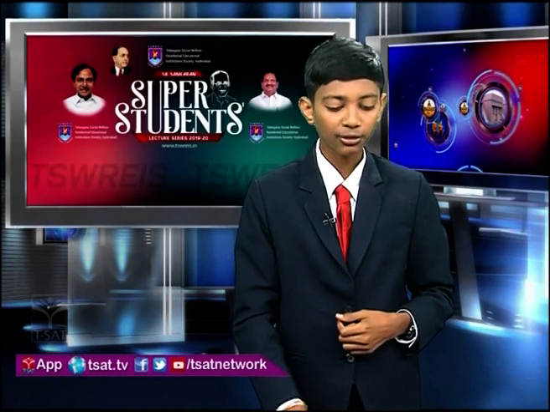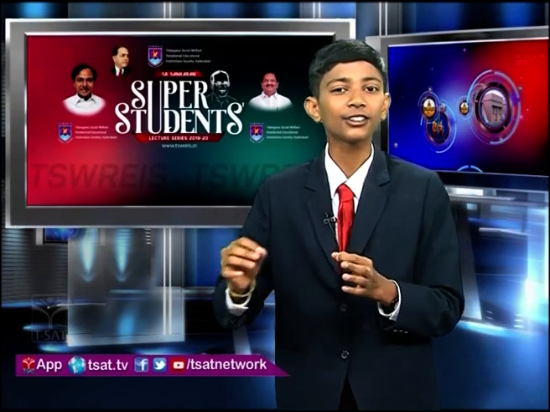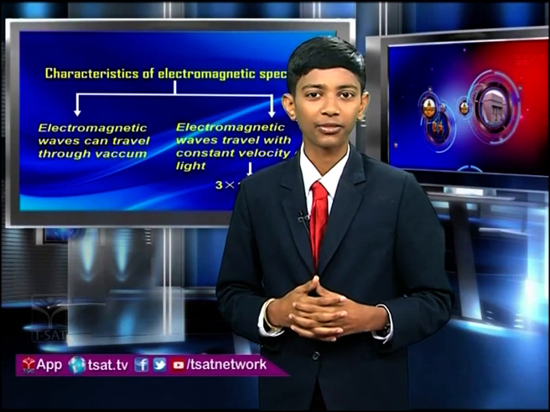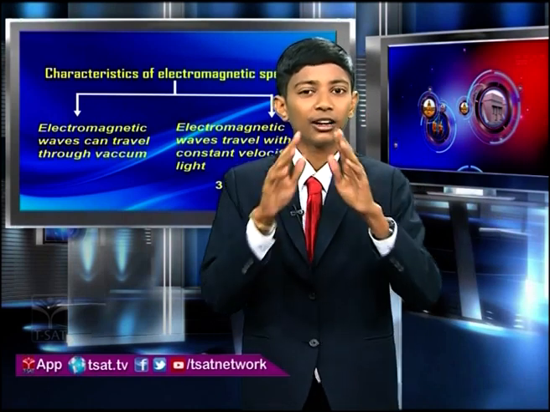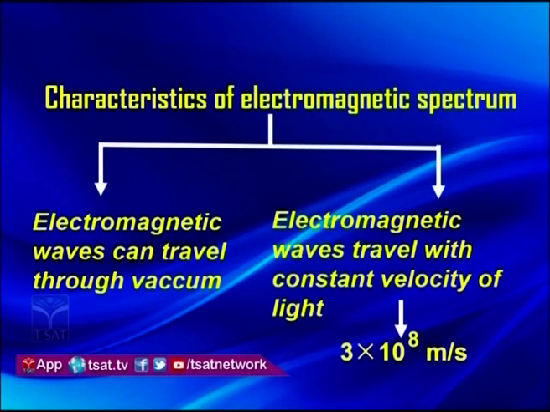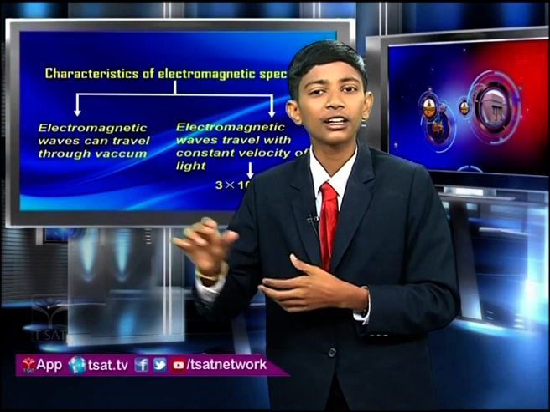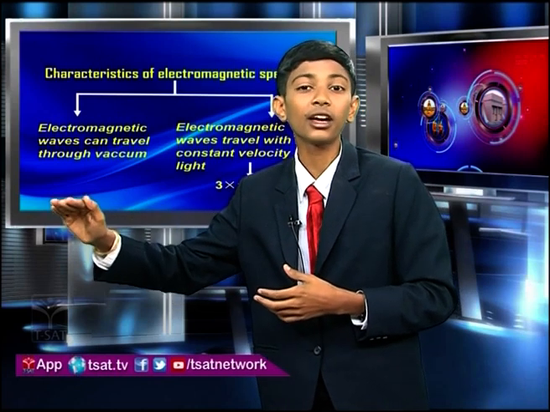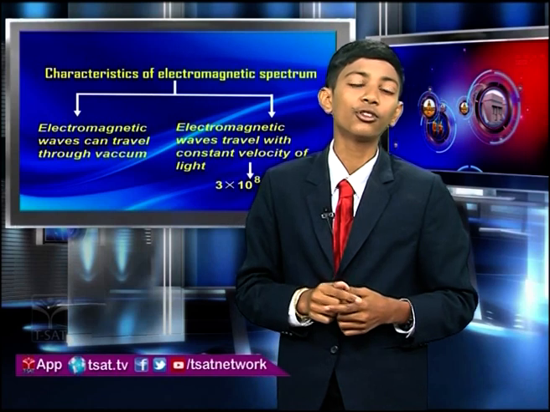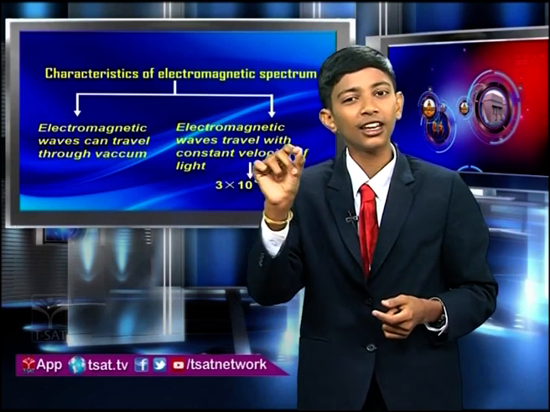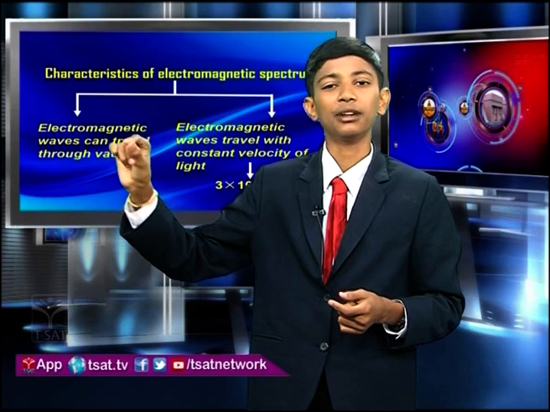So now let me conclude my topic on the characteristics of the electromagnetic spectrum. As we discussed before, there are two main characteristics. One is that all electromagnetic waves can travel through vacuum. They don't require any medium to travel. The second one is that all electromagnetic waves travel with the same velocity, the velocity of light. That velocity of light is a constant value, 3 × 10^8 meters per second.